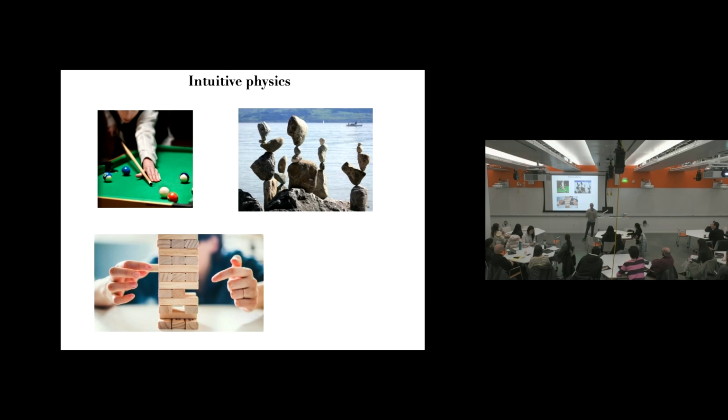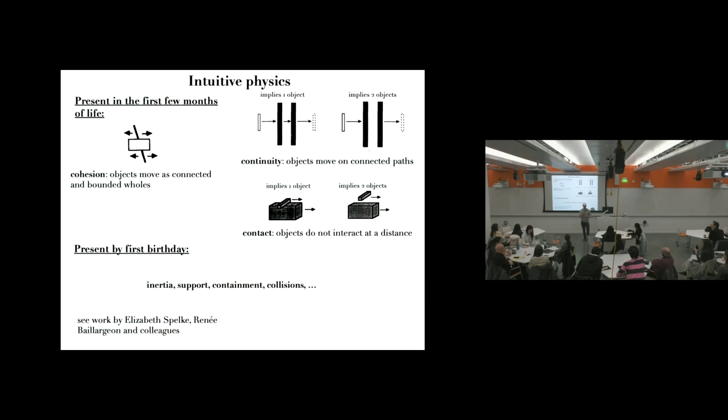We can extract a lot of this information from this relatively impoverished source of data, and we do that because we have strong inductive biases about the physical domain. And this has been studied quite extensively. Some of the work has been done here at Harvard.